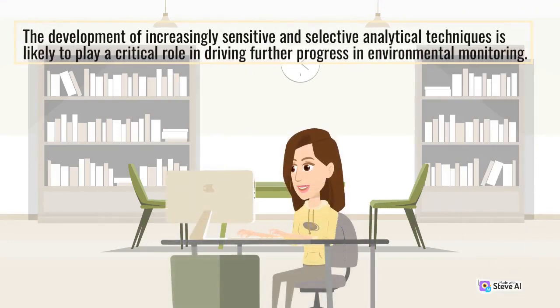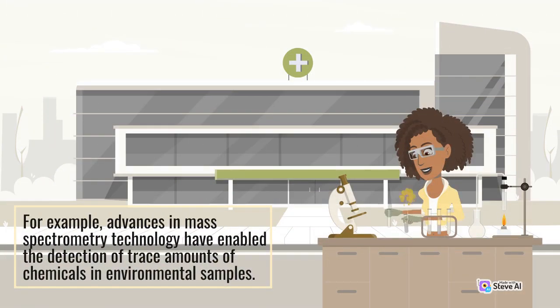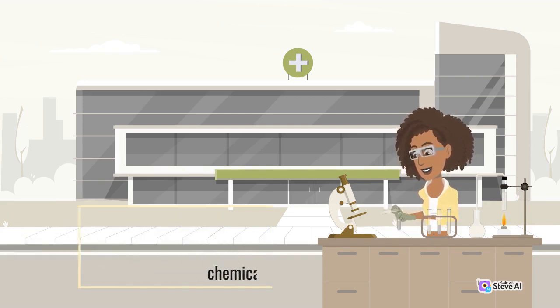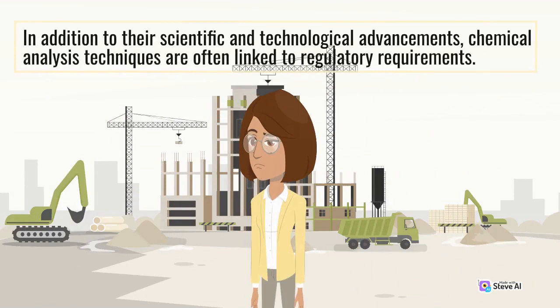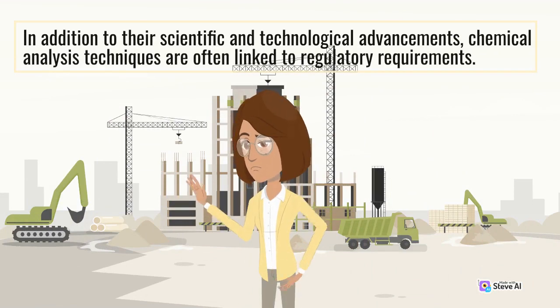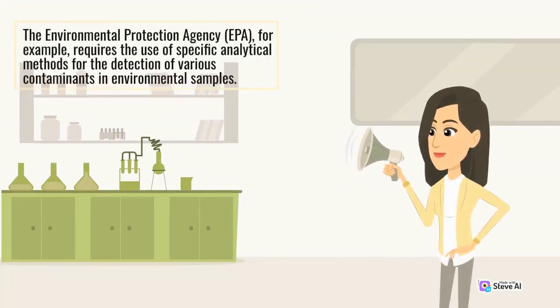The development of increasingly sensitive and selective analytical techniques is likely to play a critical role in driving further progress in environmental monitoring. For example, advances in mass spectrometry technology have enabled the detection of trace amounts of chemicals in environmental samples. In addition to their scientific and technological advancements, chemical analysis techniques are often linked to regulatory requirements. The Environmental Protection Agency, EPA, for example, requires the use of specific analytical methods for the detection of various contaminants in environmental samples.